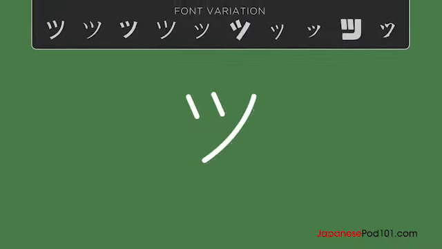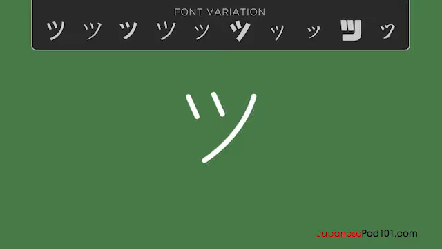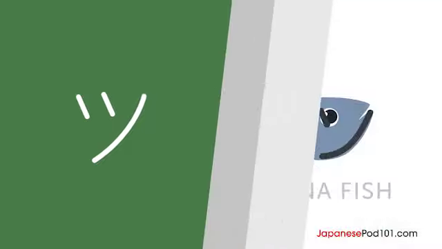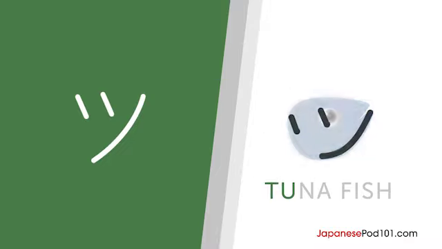The third katakana for this lesson is tsu. Tsu looks like a tuna fish's head. Does katakana tsu remind you of katakana shi? They look very similar, don't they? Here's a great way to figure out which one is which.